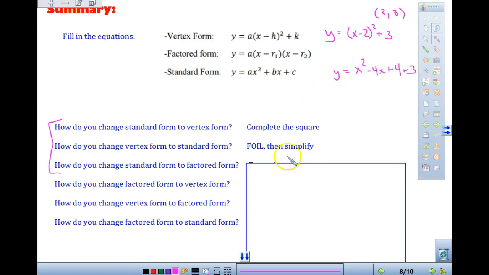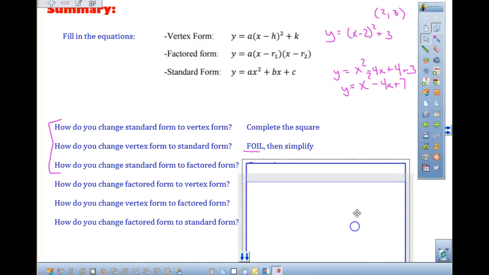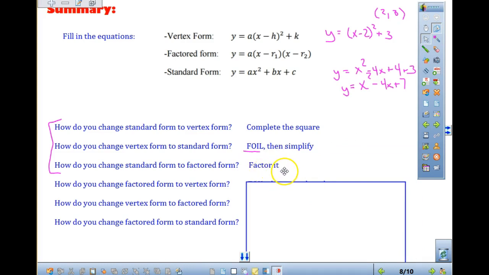So that was the FOIL part right there when we did that, and now simplifying it would give us y equals x squared minus 4x plus 7. That would be the simplified form of that. How do we change from standard form into factored form? Well, if I want to go from standard form to factored form, I'm simply going to factor.